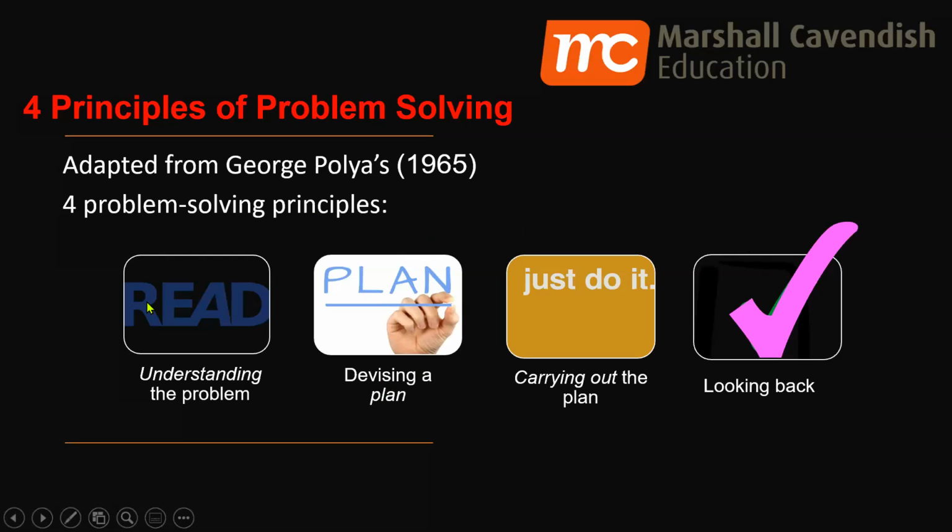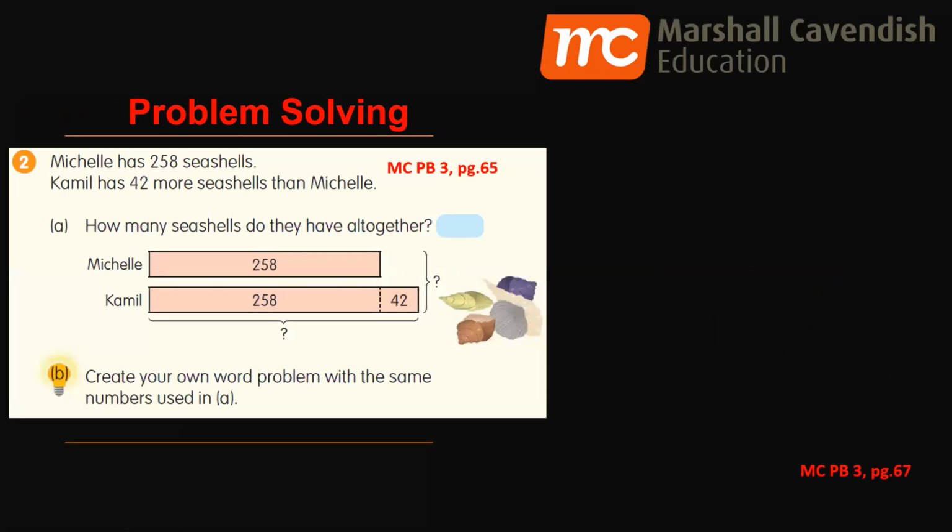So like I said, if you look at the 4 stages or the 4 principles, none of it focuses on the answer. A lot of it focuses very much on the processes. All right. So the answer is very, very secondary. These are examples of problem solving, very simple, the use of bar modelling.